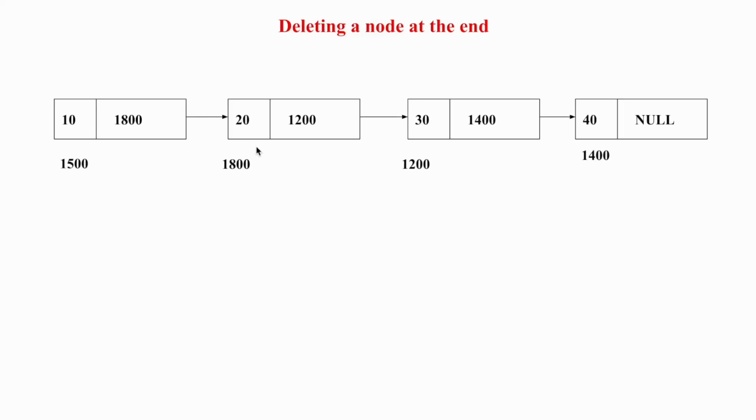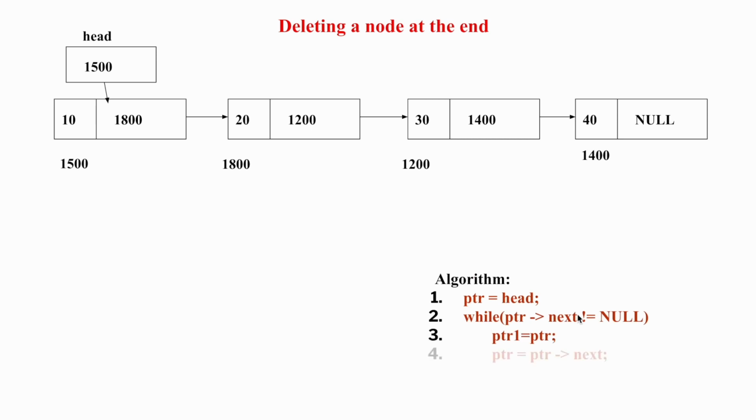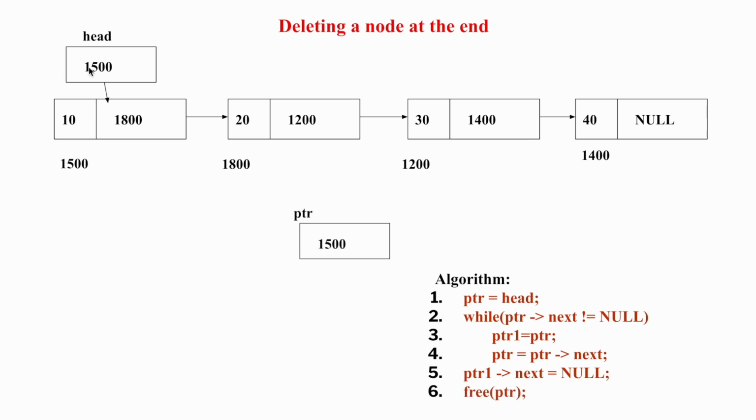Let us suppose we already have this linked list and the head pointer is pointing to the first node of the linked list. Now please note that we only have a head pointer and we can access the linked list only through the head pointer. Let us suppose I create one more pointer, which is ptr, which is also pointing to the first node of the linked list. Now the next step is to traverse the list so that I can delete the last node.